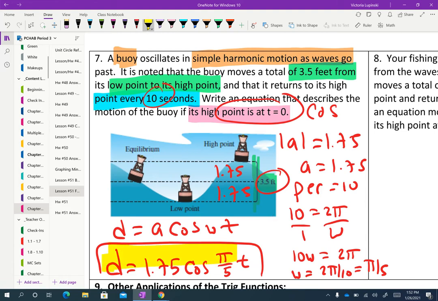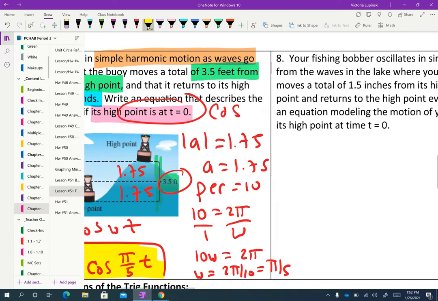Again, they do call it simple harmonic motion for a reason. It should be relatively simple, which hopefully you would agree. Let's look at number 8.